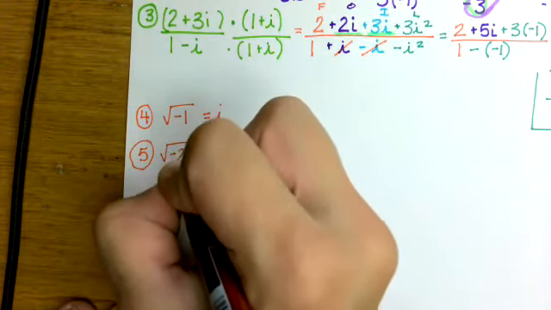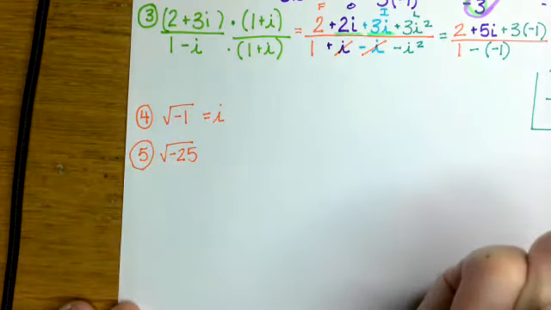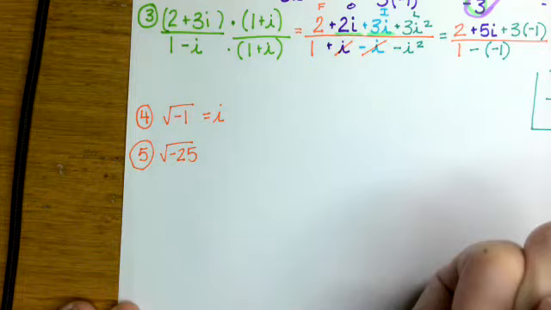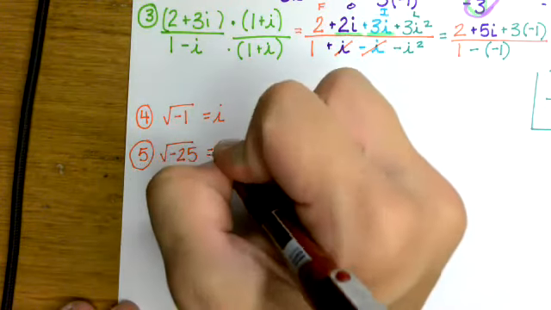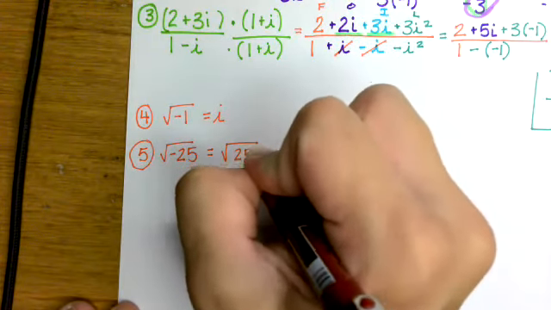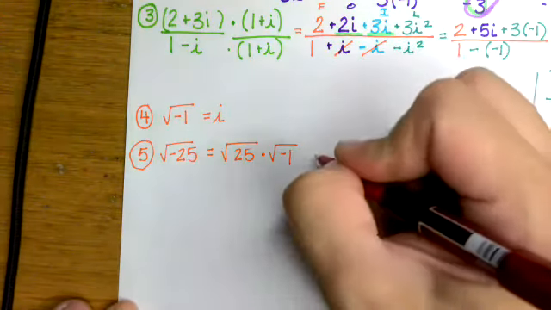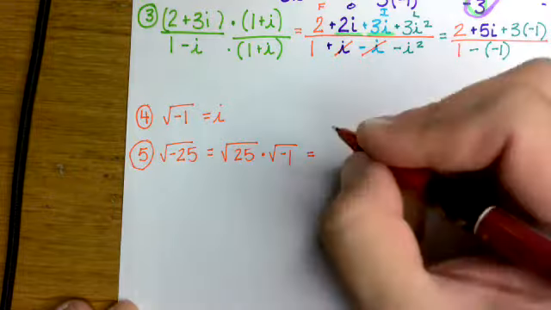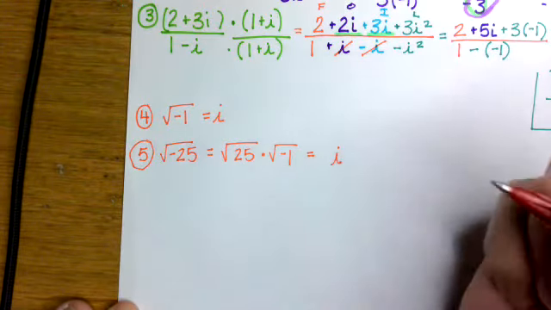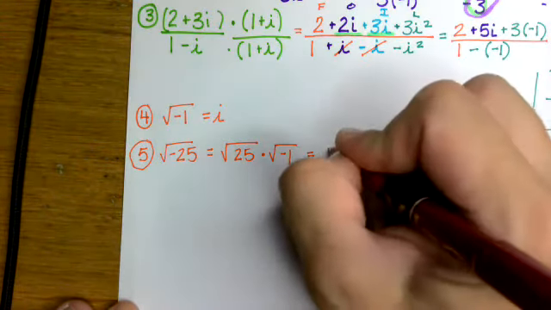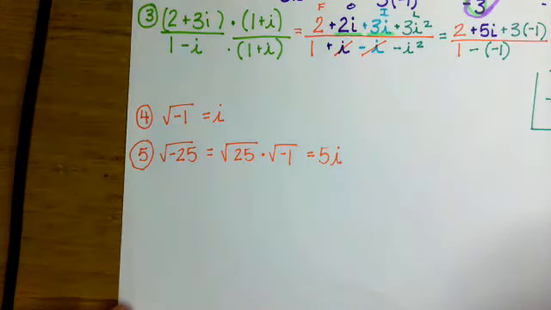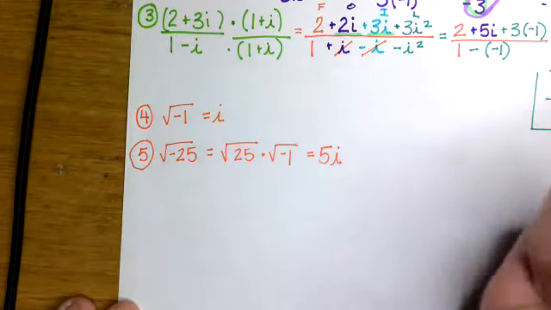The square root of negative 25. That can be the square root of 25 times the square root of negative 1. The square root of negative 1 is I, right? And the square root of 25 is 5. 5i. Done.